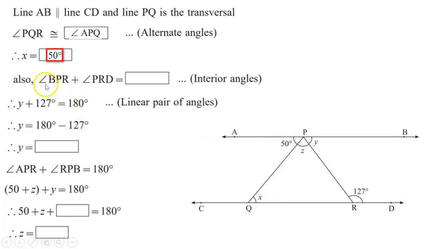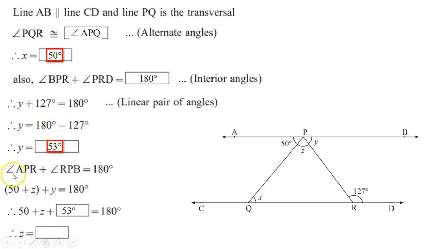Next, measure of angle BPR. Okay, measure of angle BPR plus measure of angle PRD is equal to 180 degrees because these are the interior angles. Next, therefore Y plus 127 is equal to 180. Therefore next Y is equal to 180 minus 127. Therefore you will get here Y is equal to 53 degrees.